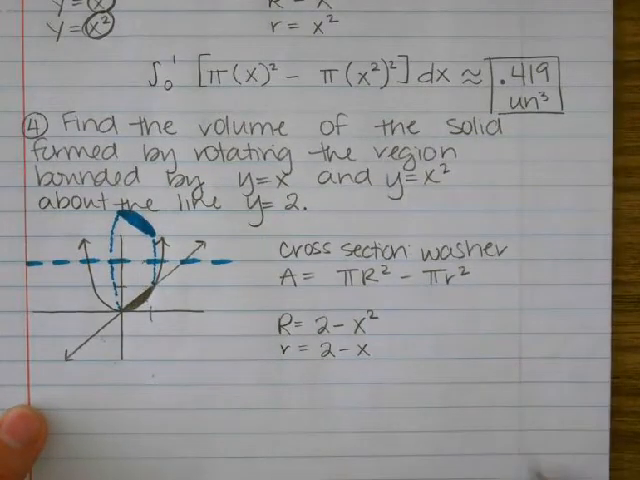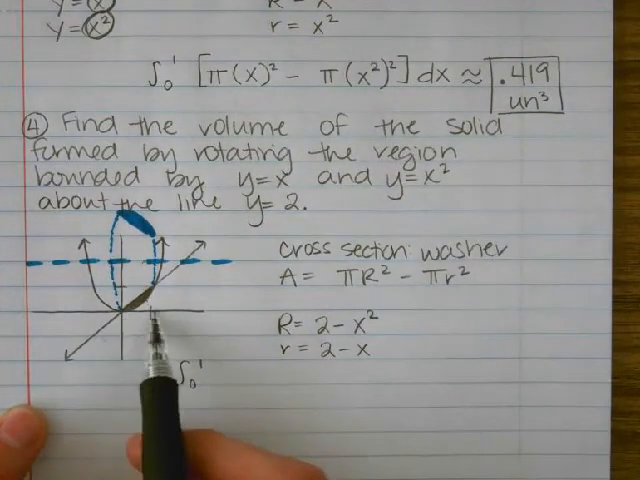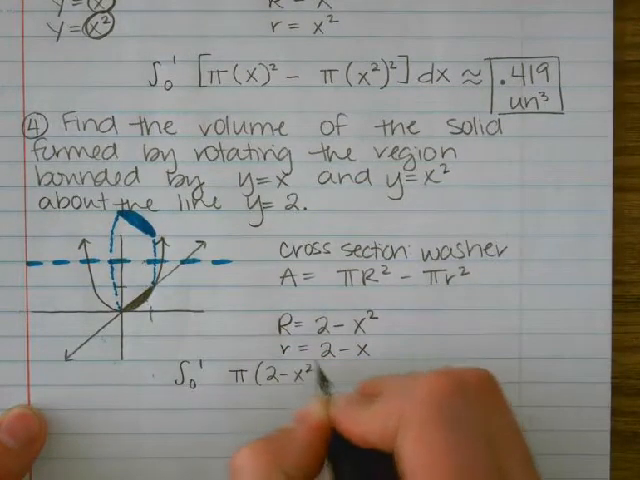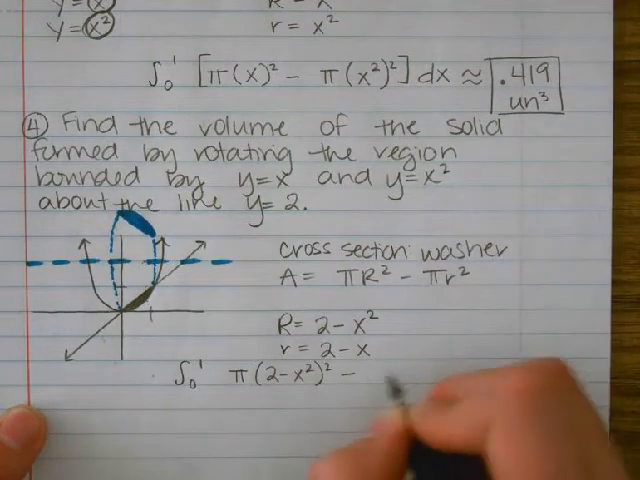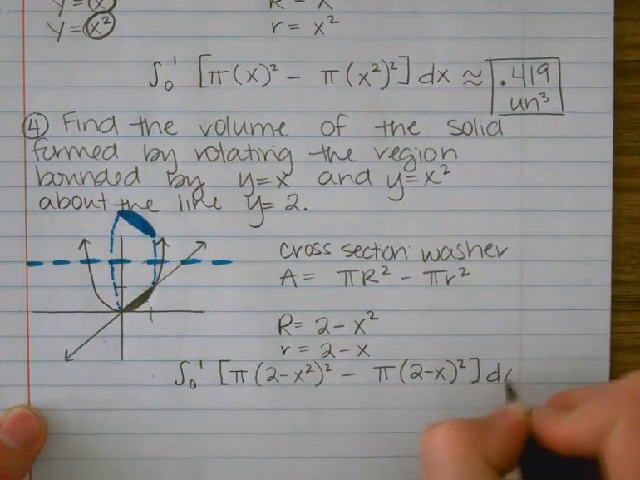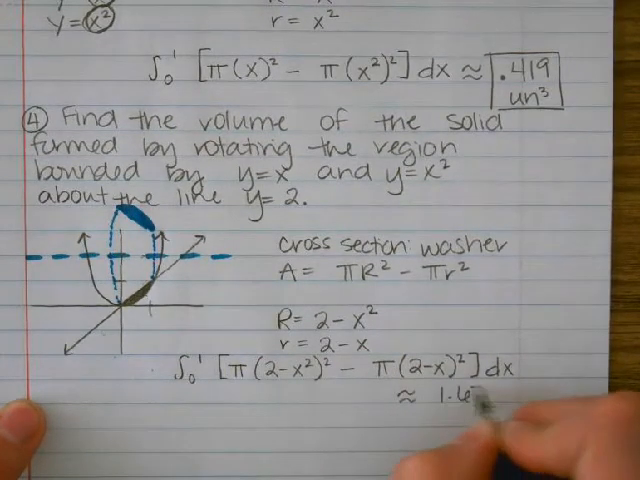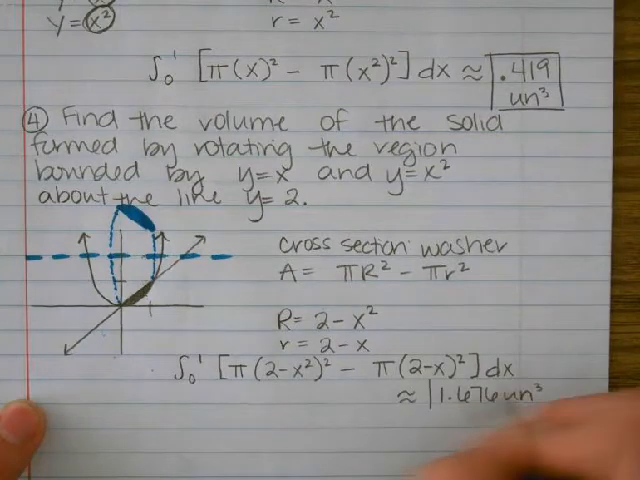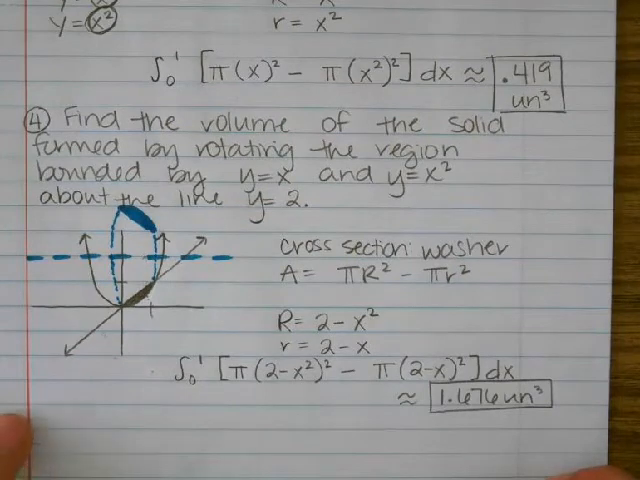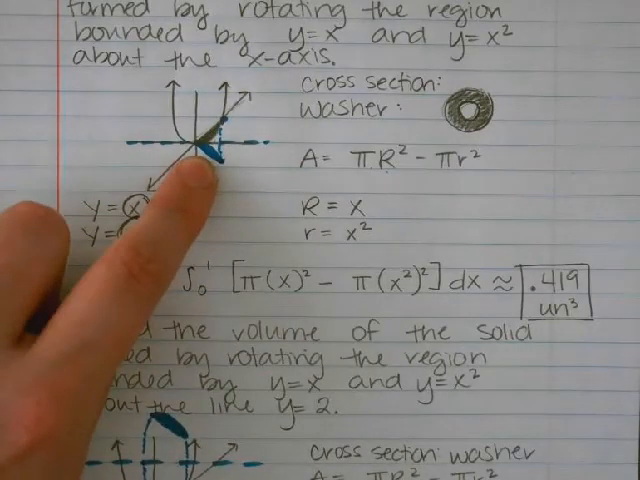And then we can go ahead and write our integral. So we're still going from 0 to 1 because this is still our shaded region. So from 0 to 1, and then we've got pi r squared minus pi r squared, and that's going to be 1.676 units cubed. So quite a bit bigger than the other shape, because we're making this big kind of bowl shape, and that was like a little itty-bitty funnel shape.